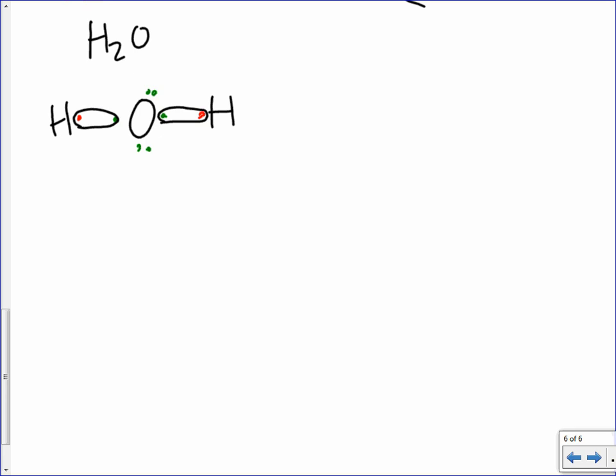All right. And if you count, oxygen now has 1, 2, 3, 4, 5, 6, 7, 8. So oxygen is good. So are both hydrogens. We're done. So now you redraw your answer. Colors aren't important. I just think it looks cool. There's water, H2O.